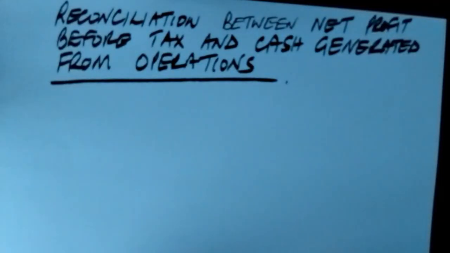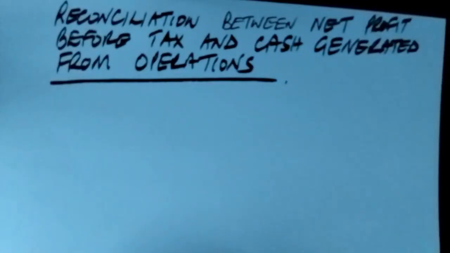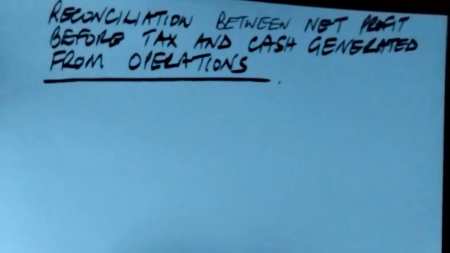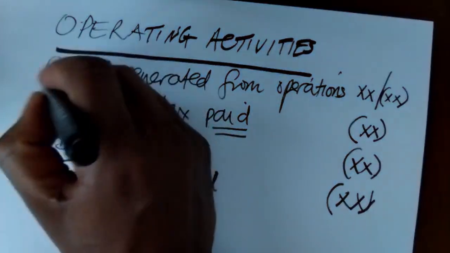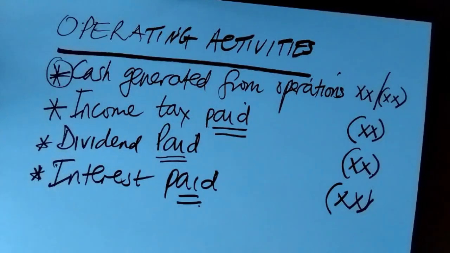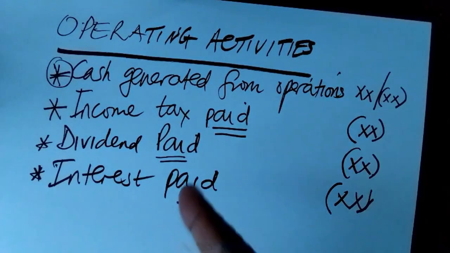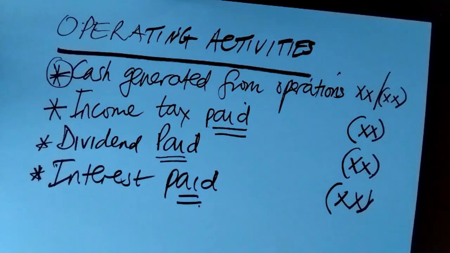In this video, I'm going to talk about the reconciliation between net profit before tax and cash generated from operations, which is the first component that goes into your operating activities on the cash flow statement. Now, to remind you of what we've already done before, I'm going to show you this part of a previous video. So I want to deal with this first part here, which is your cash generated from operations, which is the first component that goes to your operating activities in the cash flow statement.